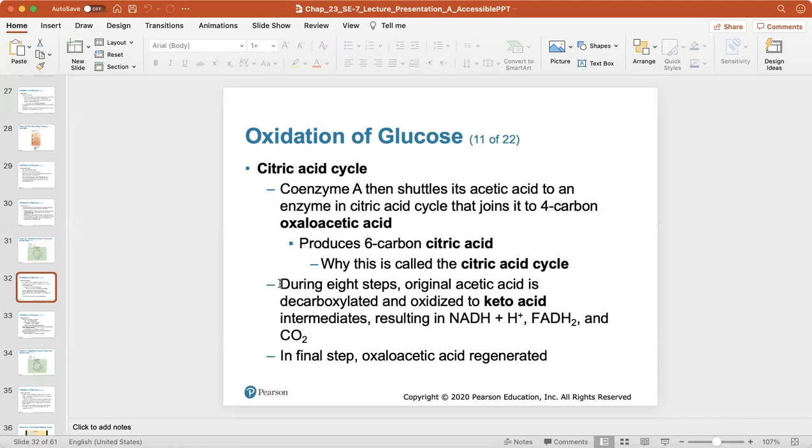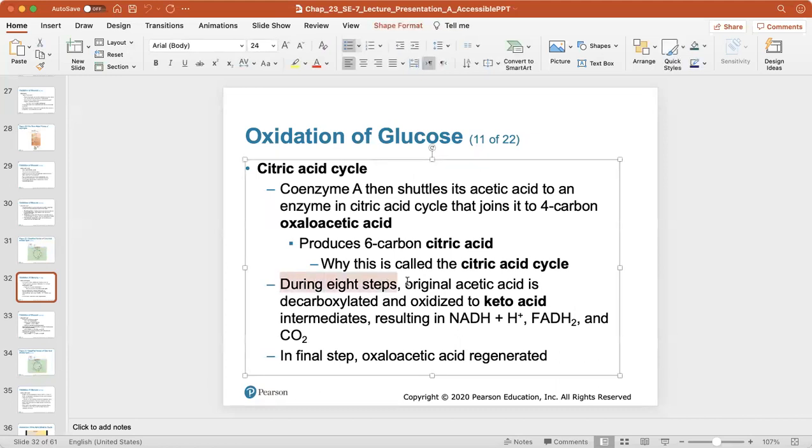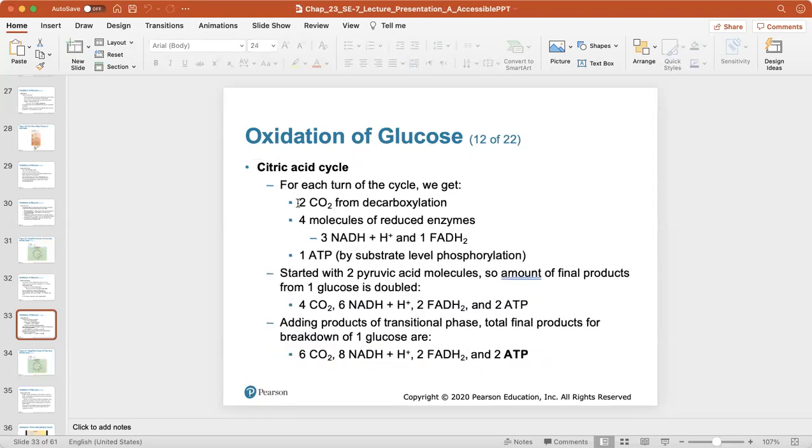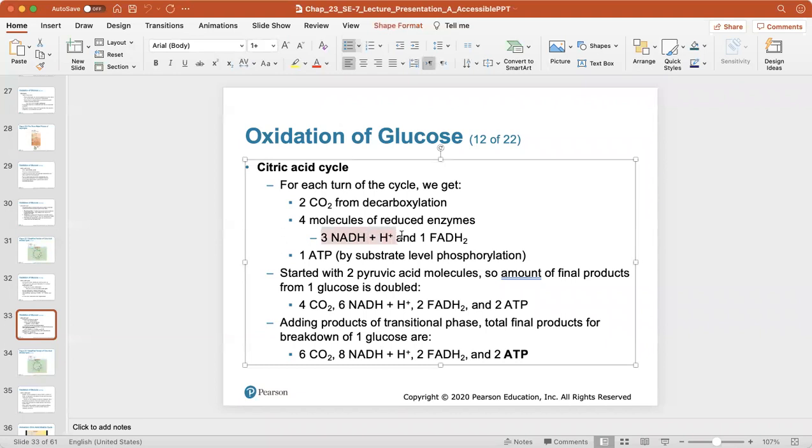The big thing about the citric acid cycle is that during its 8 steps, the original acetic acid is decarboxylated and oxidized to keto acid intermediates, resulting in NADH, FADH2, and carbon dioxide. And in the final step, oxaloacetic acid is regenerated. So that's the simplified version of the citric acid cycle. For each turn of the cycle, we'll get 2 carbon dioxide, 4 molecules of reduced enzymes, which are the NADH plus H plus and the FADH2, and then 1 ATP.